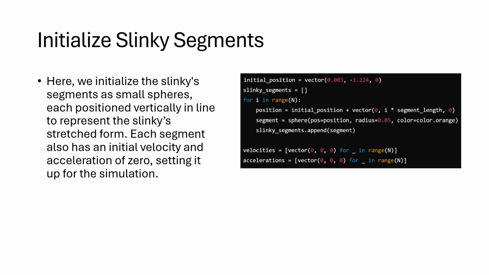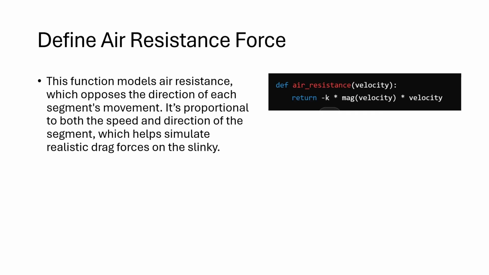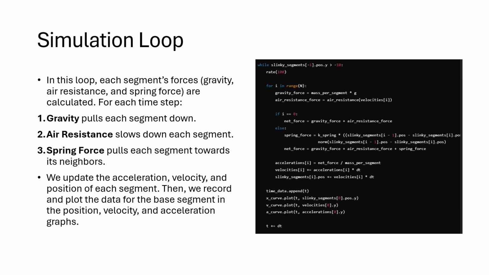Each segment has an initial velocity and acceleration of 0, and I represented that through the code. And then here I defined the air resistance force. This is just k times the magnitude of velocity times velocity, which is just velocity squared. And then this is the simulation loop. This took the most time.